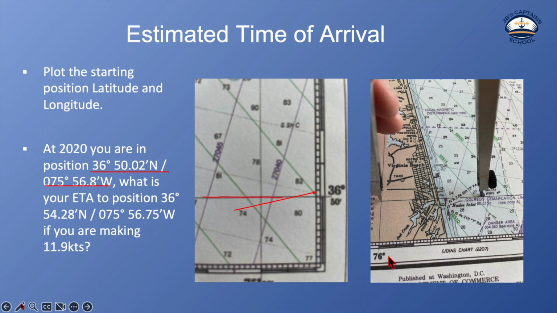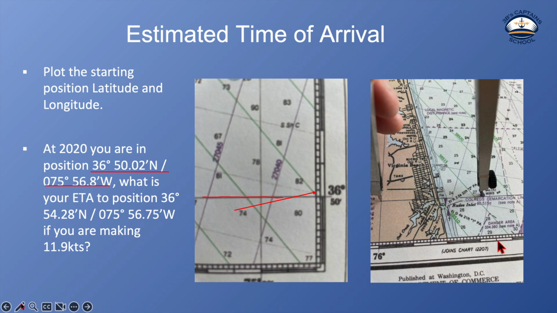And then we go over here for longitude. You can see I have 76 degrees here, and there's a line that goes all the way up the chart from south down here to north. It runs all the way straight up and down. I'm going to use that as my reference line. So this would be 76 degrees. This would be 75 degrees, 59 minutes. This would be 58, 57. We're at 56.8, so here's the 56 line.